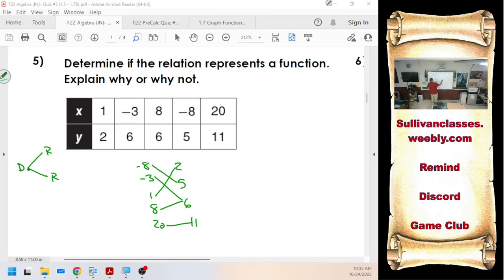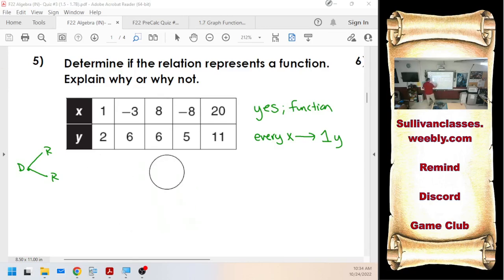Okay. Now here's the catch. I would say yes, it is a function. And if all you do is say yes, it's a function and move on with your life, you just lost points because you have to explain why or why not. Very simply, every x goes to exactly 1 y. Every x goes to only 1 y. I don't have any that are splitting and giving me double answers.